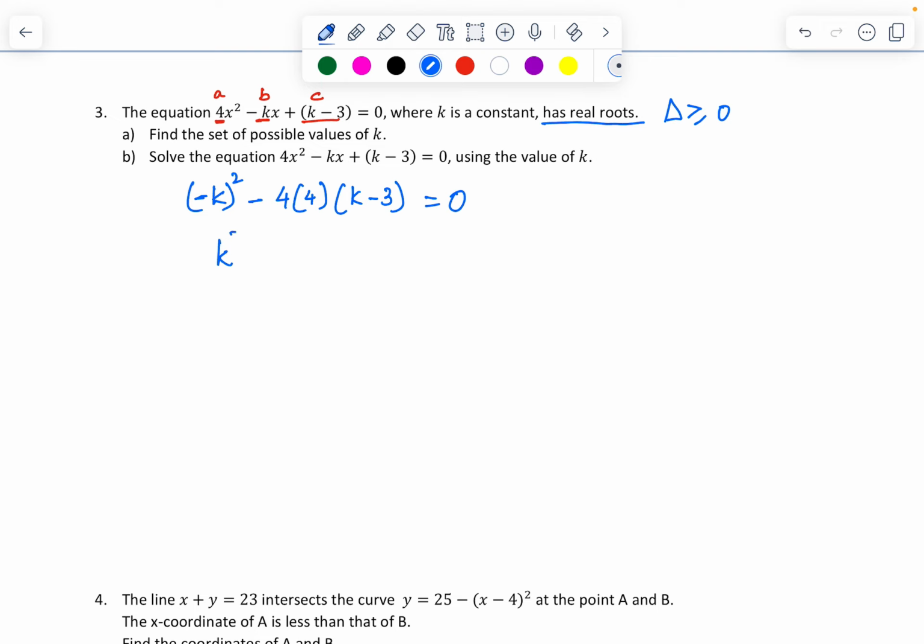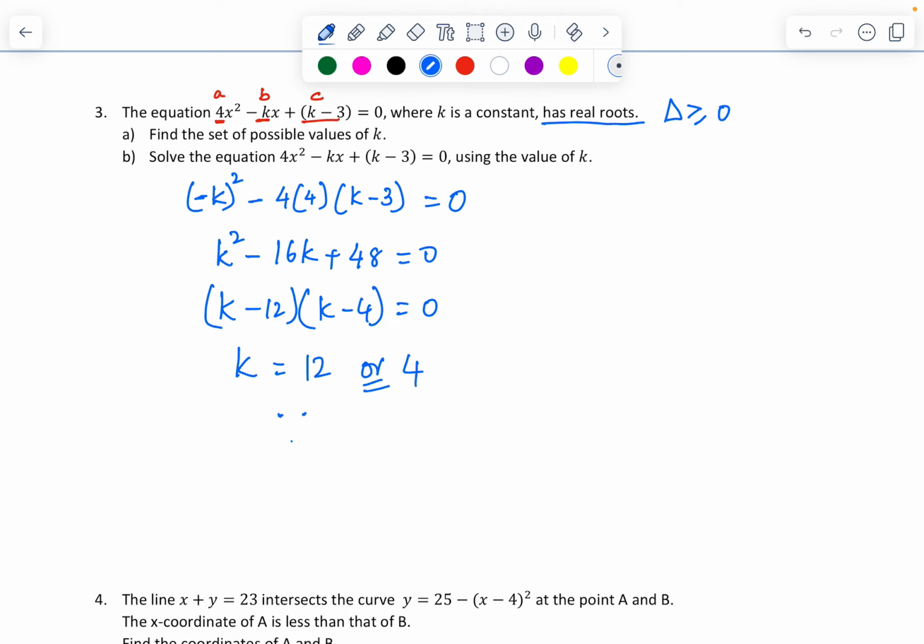Okay, so this gives me k squared minus 16k plus 4 times 4 is 16, 16 times 3 is 48. Why does it become plus? Because negative times negative gives me positive, right? So equal to 0. Now I'm going to factorize. The factors are k minus 12 and k minus 4 equal to 0. So basically the critical values are k equal to 12 or k equal to 4.